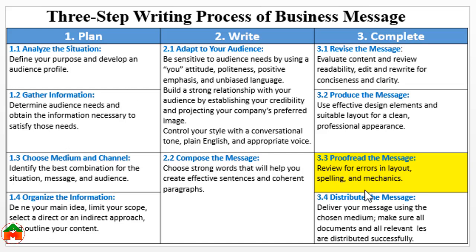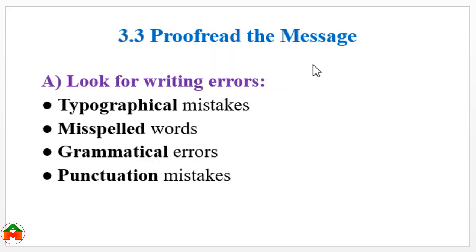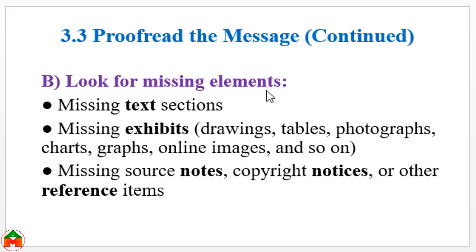The next activity under the completing your business message writing is proofread the message. While proofreading the message, you have to look for writing errors: typographical, misspelled, grammatical, punctuation. You should also look for missing elements like missing text sections, missing exhibits like drawings, tables, photographs, charts, graphs, online images, etc. And you have to also check any missing source notes, copyright notices and other reference items.